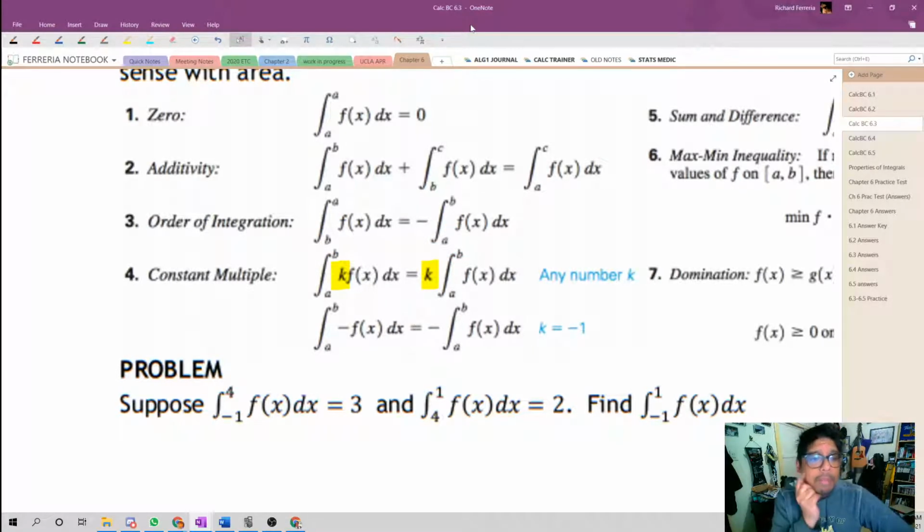Next, if you integrate a multiple of a function, so k times f of x, that's the same thing as multiplying k times the integral of f of x. So a constant can be multiplied in the integral, or it can be factored and brought outside the integral. Either way you do that, you get the same value. And this is nice because if you know the integral, for example, of cosine, then you can find the integral of 10 times cosine just by multiplying the result by 10. And the second part here is basically the same thing, but using -1. And that's handy to know also.